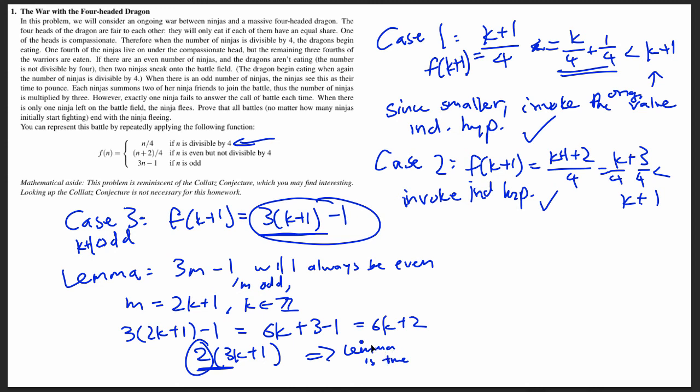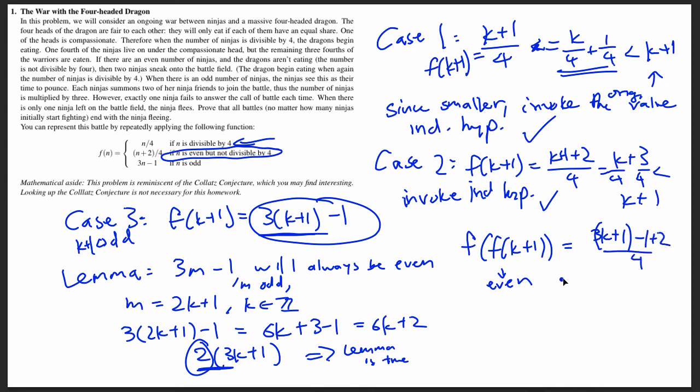Alright, so now that we've proved the lemma, we can use this to say f of k plus 1 will be even. So we can use this worst case when n is even but not divisible by 4. This will give us 3(k plus 1) minus 1 plus 2 over 4. This is 3k, pardon my writing, plus 4 over 4, which equals 3k over 4 plus 1, which is clearly less than k plus 1 because 3/4 of k is less than k. So now we can just invoke the inductive hypothesis and place a check mark.